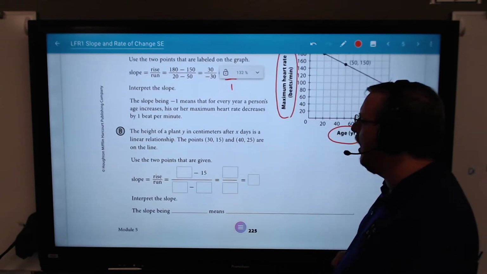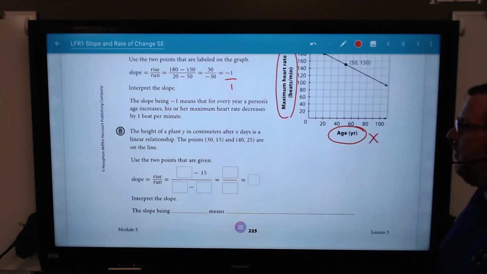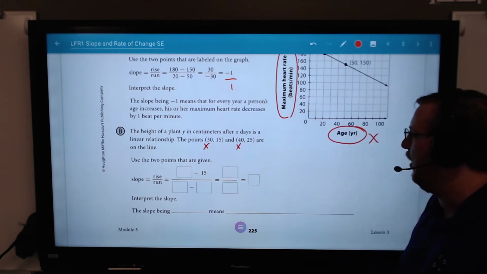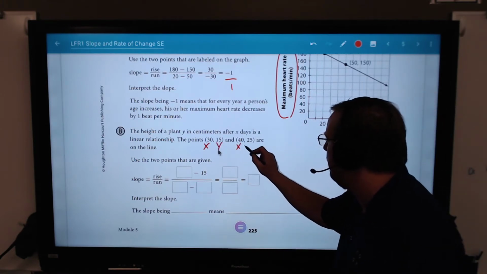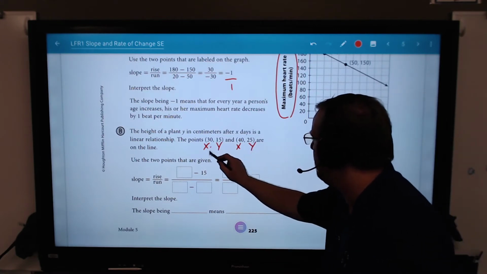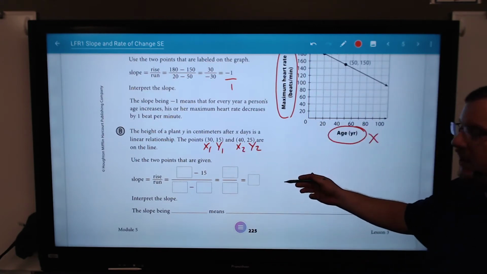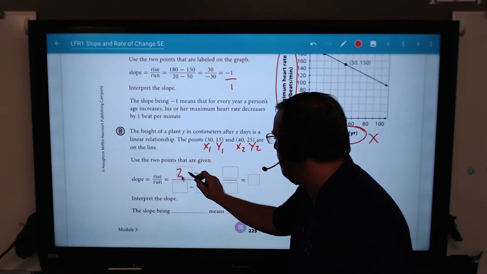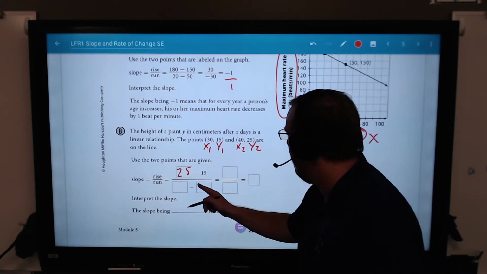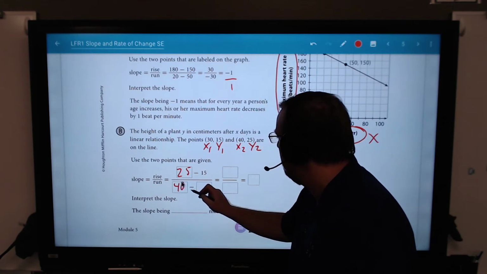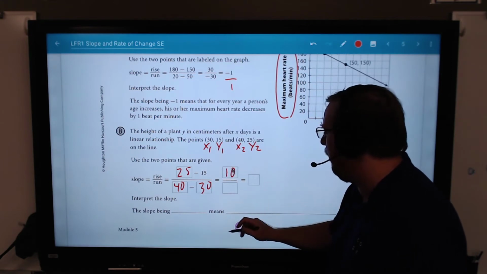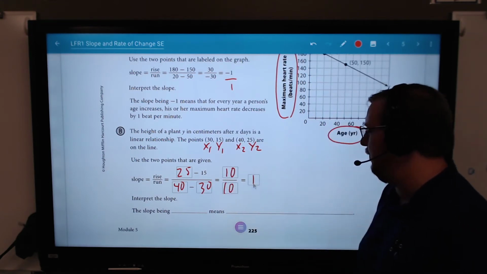The height of a plant, y in centimeters after x days, is a linear relationship. The points 30, 15, and 40, 25 are on the line. So these are our days, 30 and 40, and our y is our height. We've got x1, y1, and x2, y2. Let's fill in the boxes. We've got y2, which is 25, minus y1, which is 15, divided by x2, which is 40, minus x1, which is 30. We have 25 minus 15 is 10, 40 minus 30 is 10, and we end up with 1.